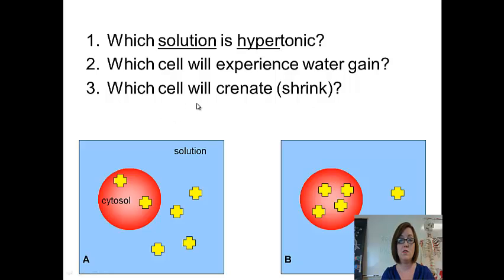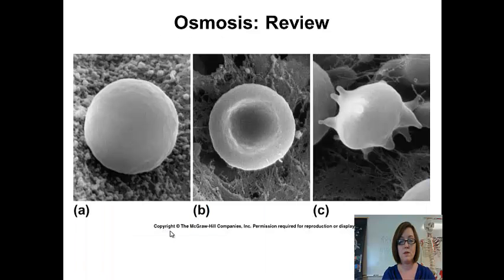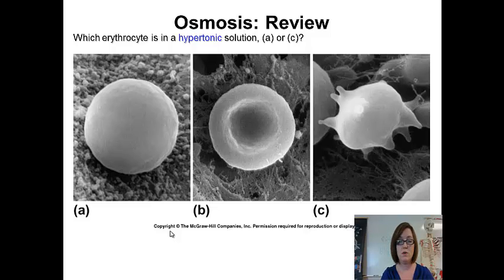And then number 3 says which cell will crenate or shrink? Well, I think we explained that in A. This cell is going to shrink because the water leaves the cell and comes into the solution because there's more solutes in the solution. So here we have 3 red blood cells, or 3 erythrocytes, and each is in a different type of solution. One's in a hypertonic solution, one's in a hypotonic solution, and one's in an isotonic solution.